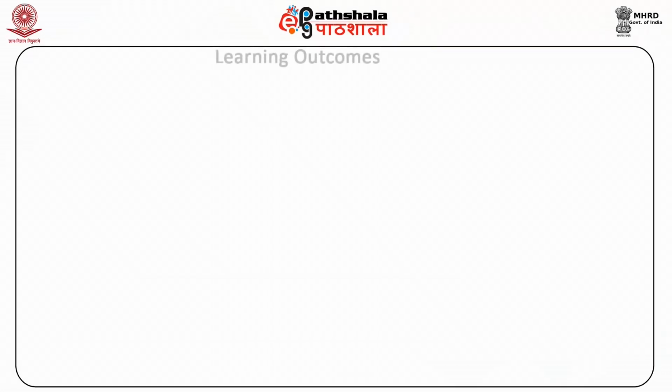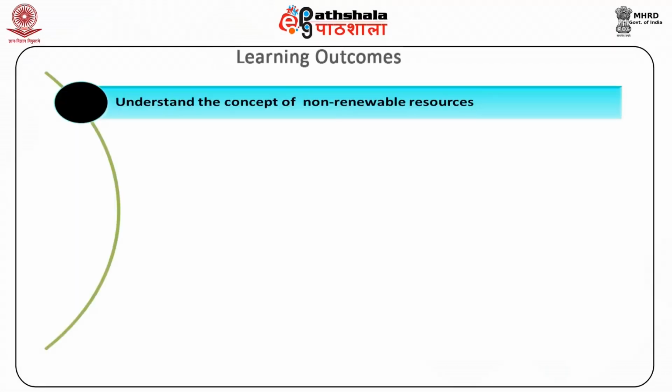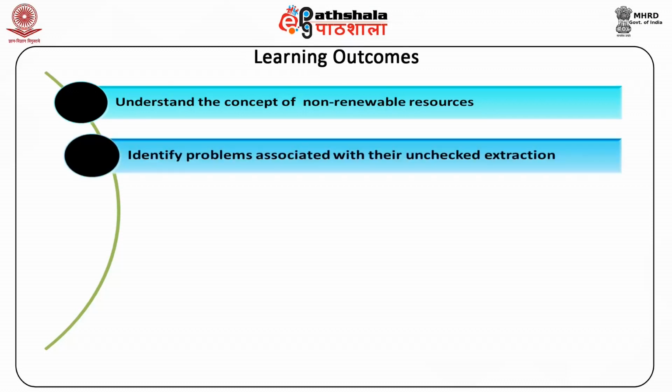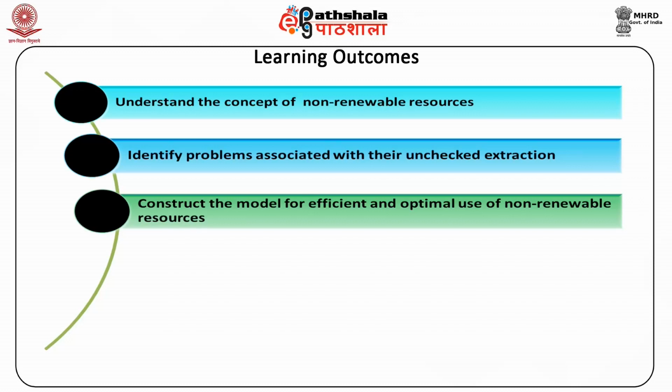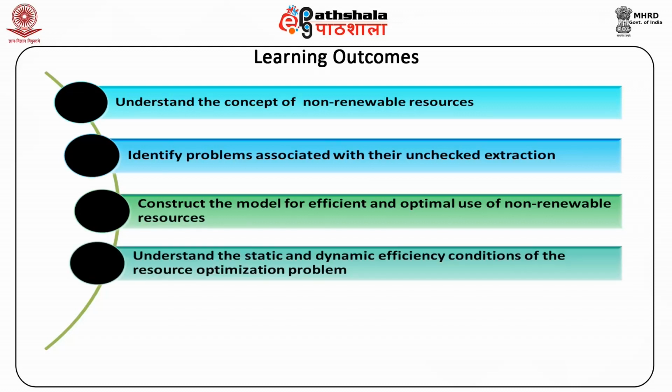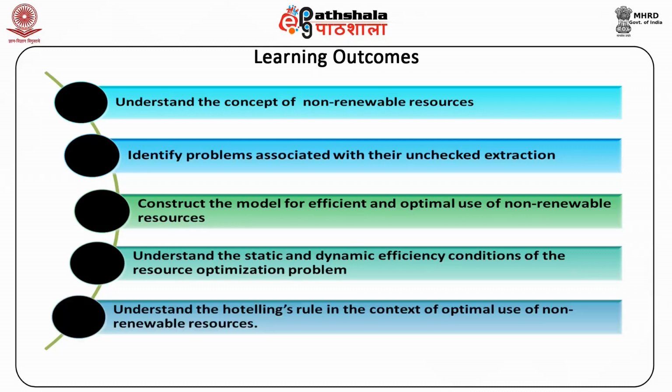After studying this module, you will be able to understand the concept of non-renewable resources, identify problems associated with their unchecked extraction, construct the model for efficient and optimal use of non-renewable resources, understand the static and dynamic efficiency conditions of the resource optimization problem, and understand Hotelling's rule in the context of optimal use of non-renewable resources.